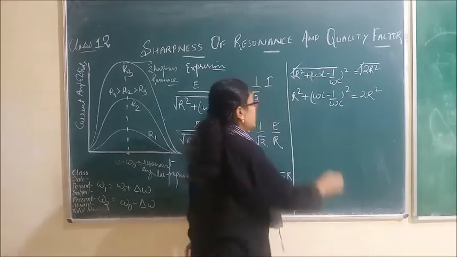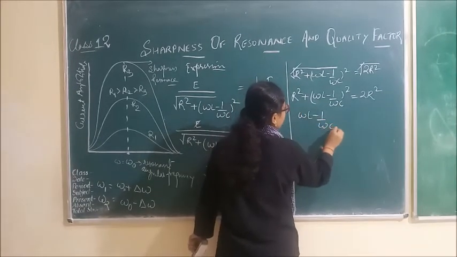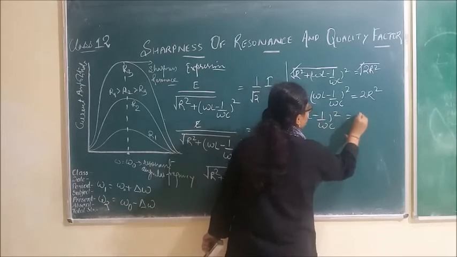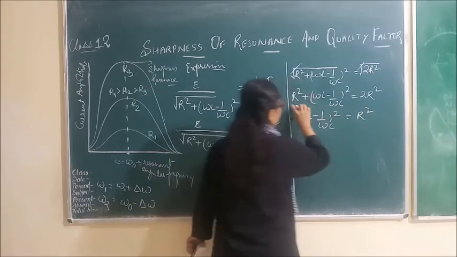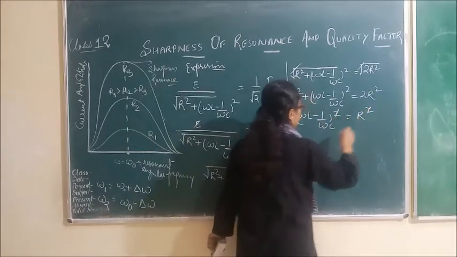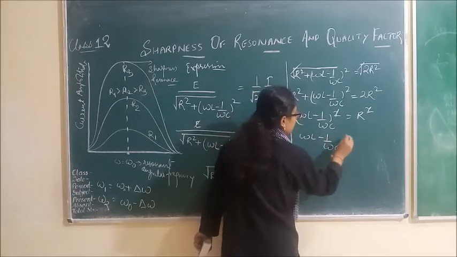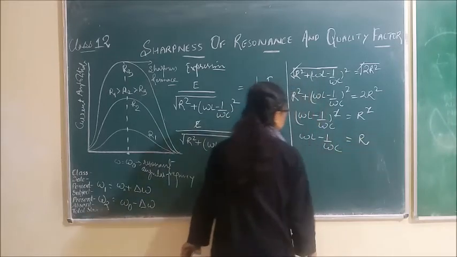Okay, student, transferring, (ωL − 1/ωC)² is equals to R². Transfer करेंगे तो R² minus होगा तो R². Again square cancel out. ωL − 1/ωC is equals to R.